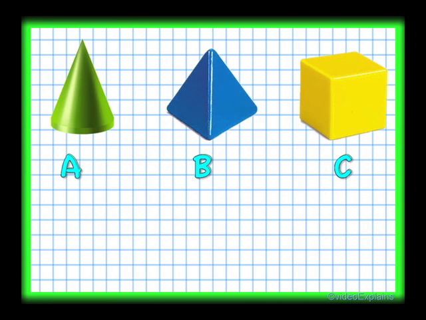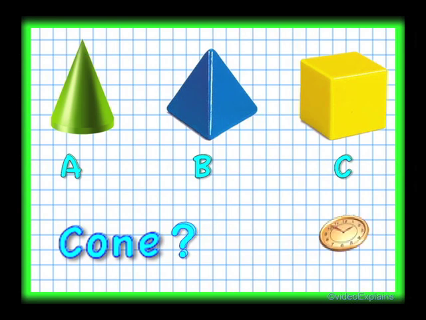A, B, C are three different shapes. Can you tell me which of these is a cone? You have 10 seconds to guess the answer.